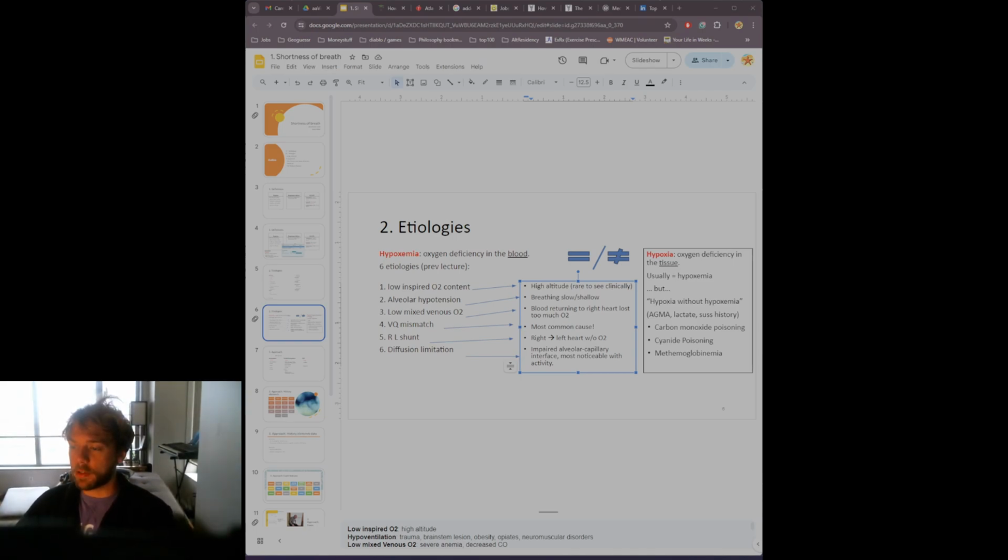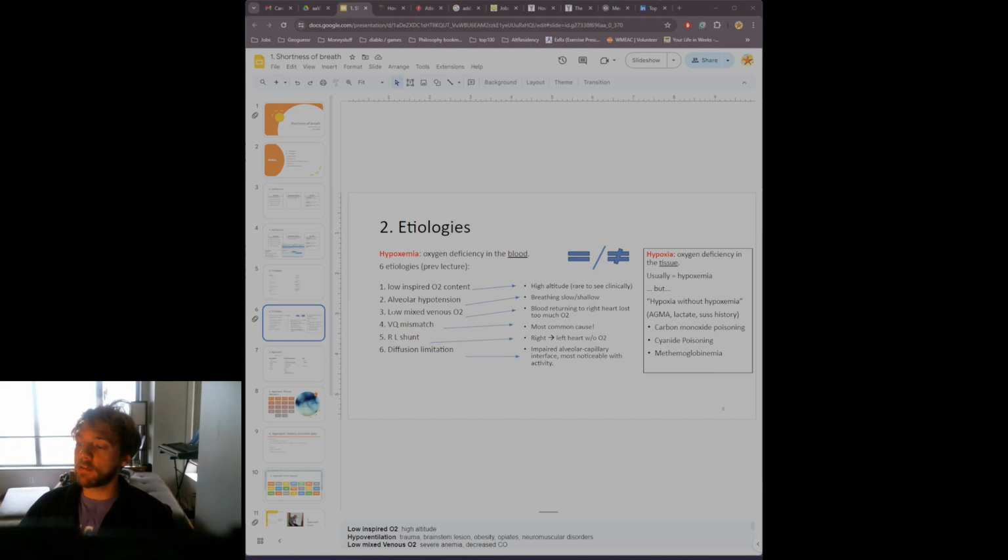It usually self-corrects pretty quickly. Next you have alveolar hypoventilation, so breathing too slow or too shallow. This is seen in neuromuscular disorders, like if you had a myasthenia gravis crisis, perhaps obesity, if someone had too much opioids, maybe trauma, especially to the brain, which could kick in a reflex. So this is kind of rare too.